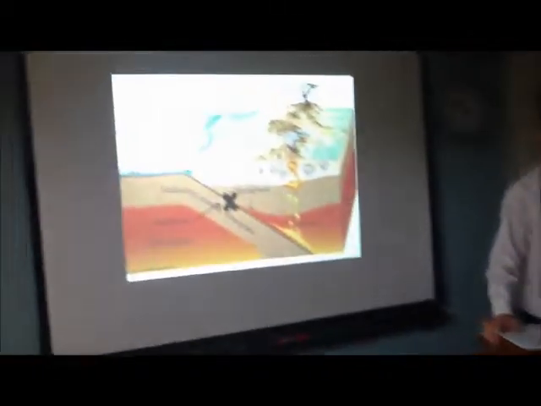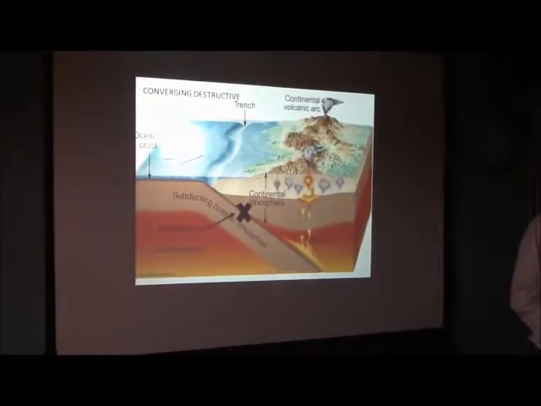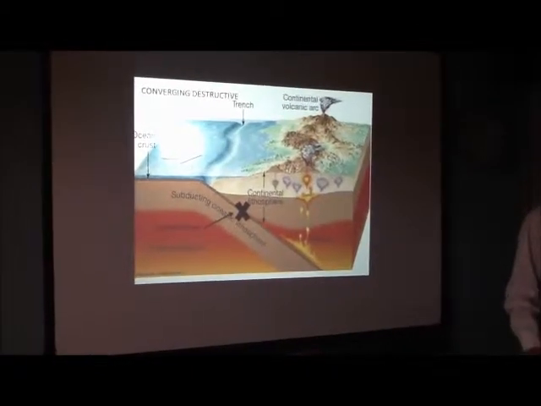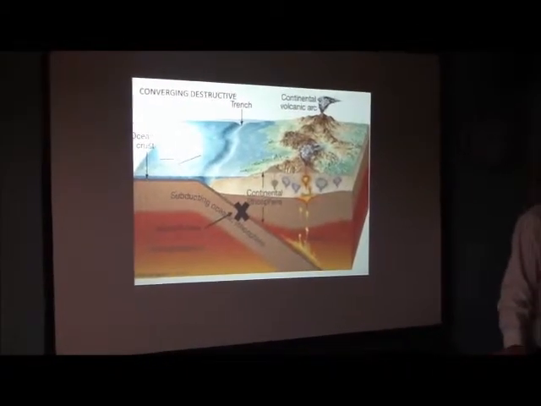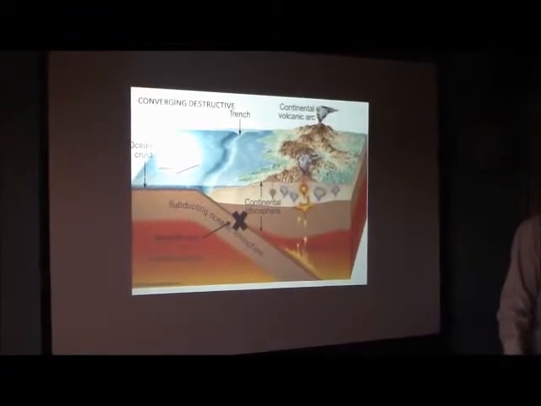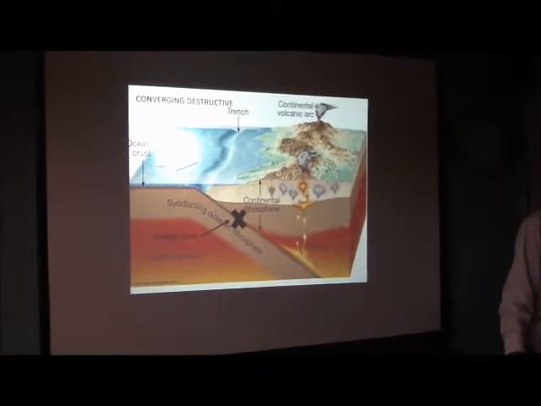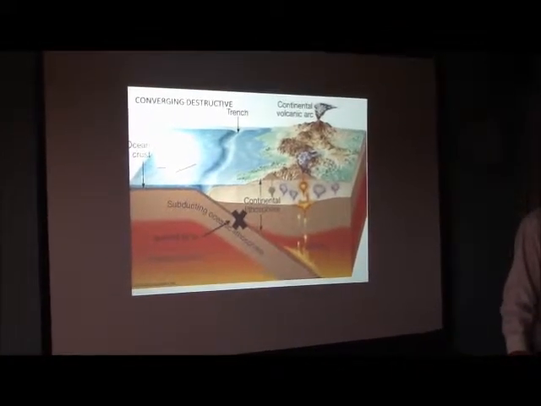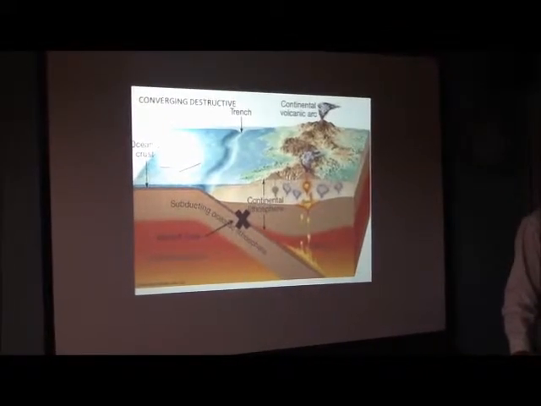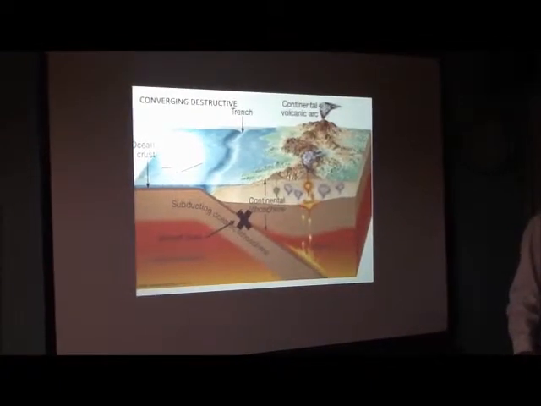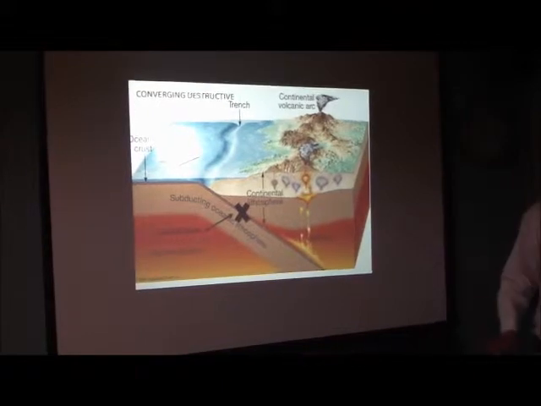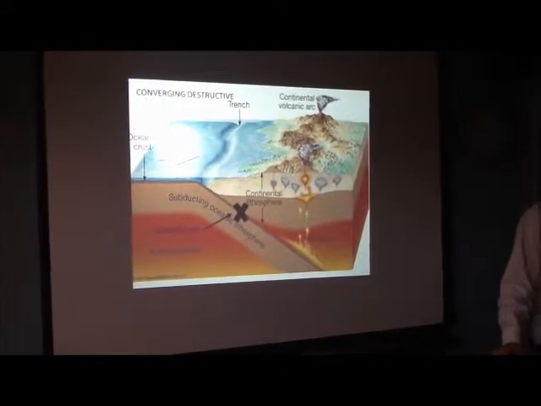Our next plate boundary would be a converging destructive with oceanic and continental plate boundaries. The more dense oceanic crust is subducted underneath the less dense continental crust, and the oceanic crust will start melting and being broken down at about 100 kilometers deep, and it's completely destroyed by 700 kilometers deep. And where it starts melting is marked by the big X. This is called the Benioff zone.